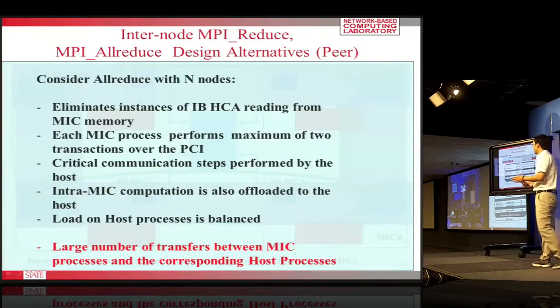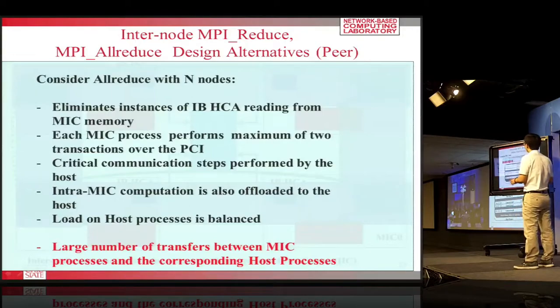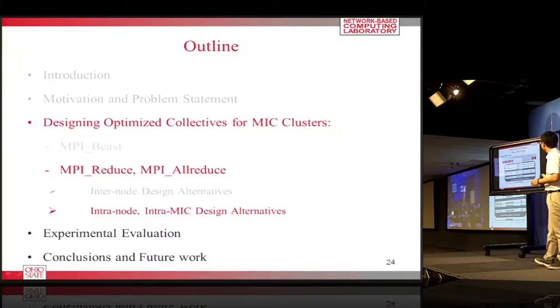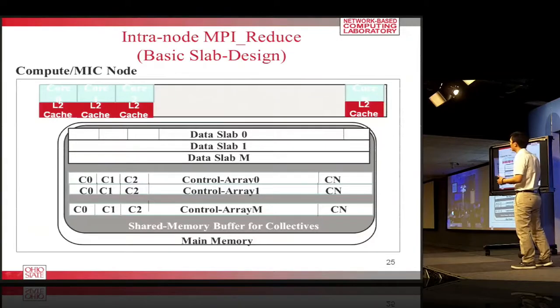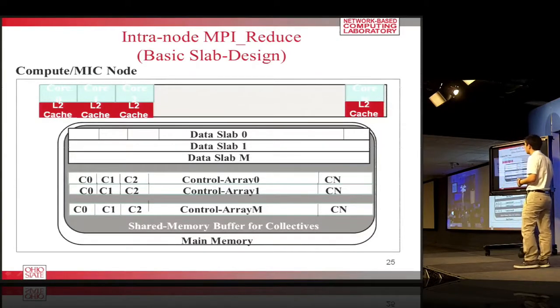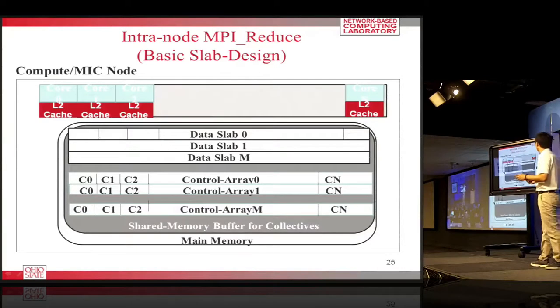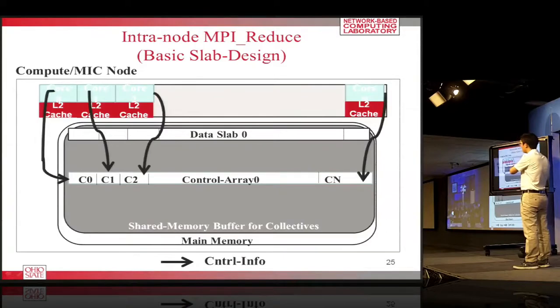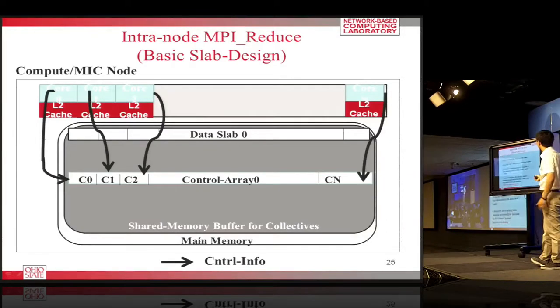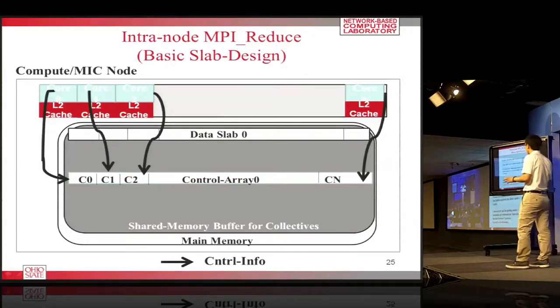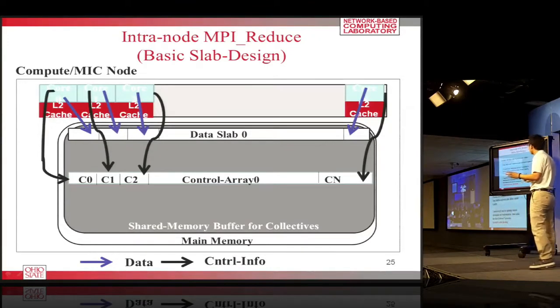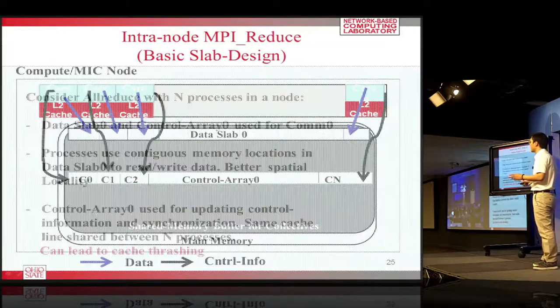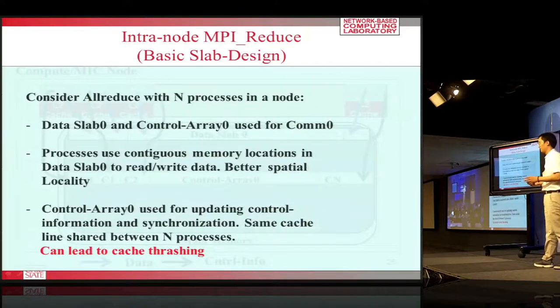Okay, so all of the above discussion is about the inter-node case. For intra-node cases, we can also do some optimization. For example, this is the basic slab-based design. Here, each slab for a different communicator writes its control information to control array 0, and the real data will be stored in the slab. The slab is a continuous memory space for the processes. So in this case, we can achieve better spatial locality for the data communication.